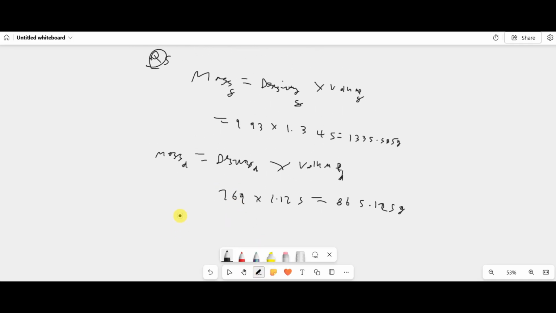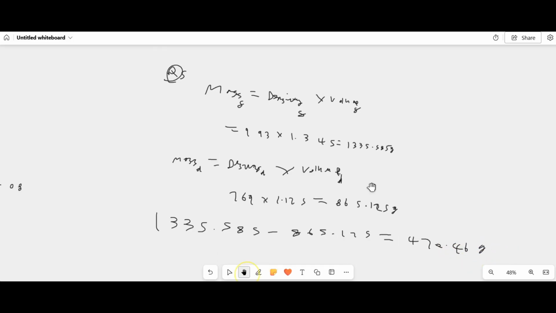So therefore the mass of water here is basically going to be the mass of the thing that's fresh with all the water minus the mass of it dry. Because that mass would have evaporated here. That's the water itself. So to find the mass of water always do mass of hydrated minus mass of dehydrated. So 1335.585 minus 865.125. That's going to get 470.46 grams.